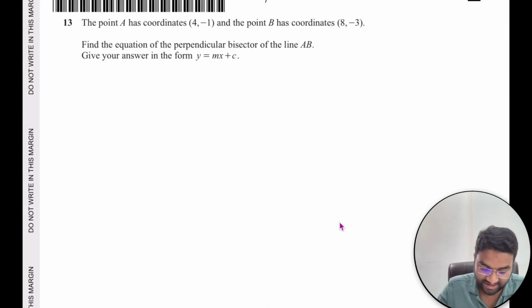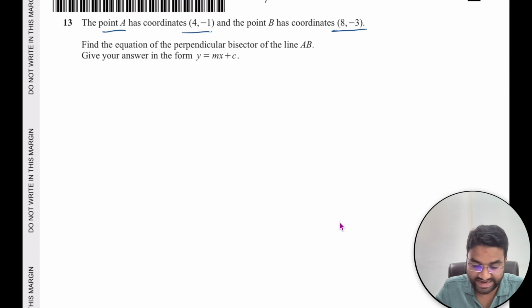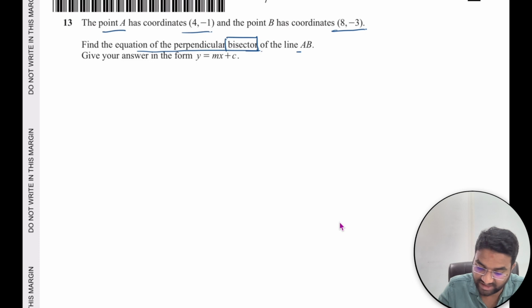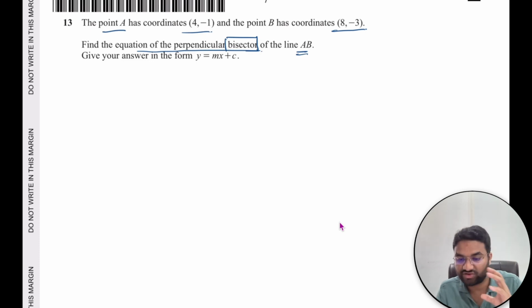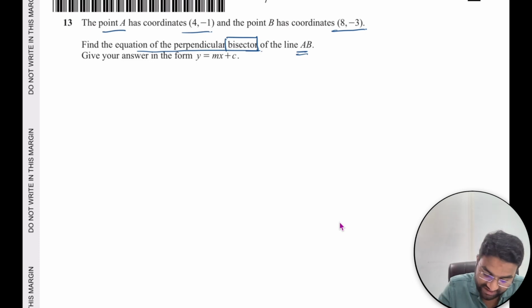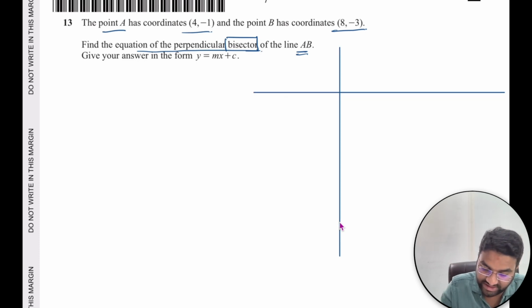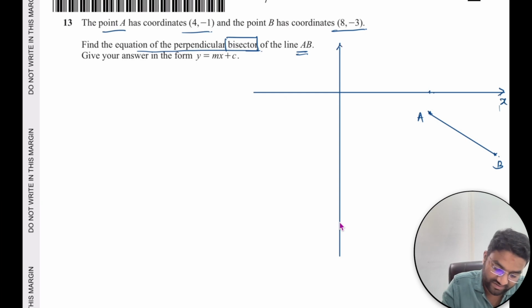Then next, the 13th question. Point A has coordinates (4, -1) and B has coordinates (8, -3). Find the equation of the perpendicular bisector of line AB. I will just draw a simple diagram for you so that you will get a better idea. Here x is 4 and y is 1, and x is 8 somewhere around and y is 3. So this is A and B, the line. This is the x-axis and this one is the y-axis.